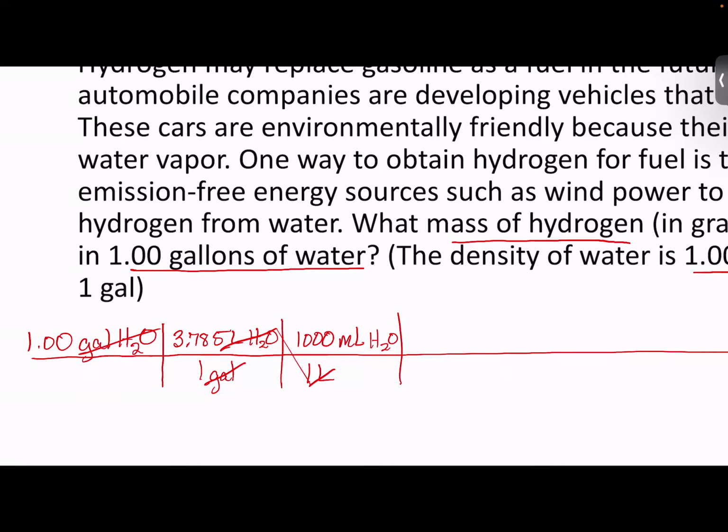Now I've got milliliters of water. I can use the density of water. So that's 1.00 grams of water is equal to 1 milliliter of water according to the density. The milliliter went in the denominator, so again, the unit would cancel, leaving grams of water. Now, it is similar to what we have been doing.